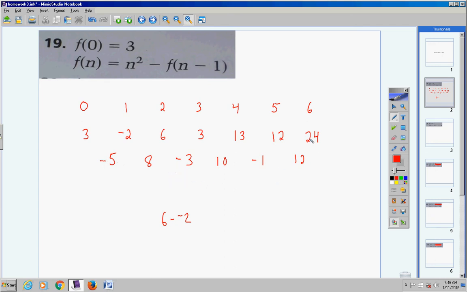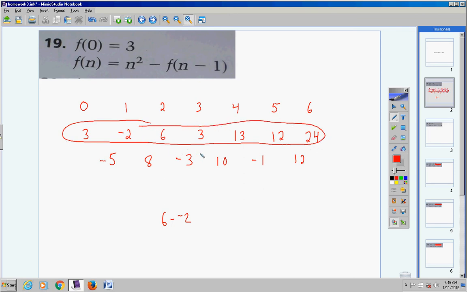Now if you struggle with subtracting, students, use your calculator. Just type into your calculator 24 minus 12, type 12 minus 13, type 6 minus a negative 2, okay? And there are your first 7 values, and here's your first differences, okay? Now if we were to subtract again, then we'd have our second differences, 12 minus a negative 1, negative 1 minus 10, 10 minus a negative 3, so on and so forth. These numbers here would be your second differences.